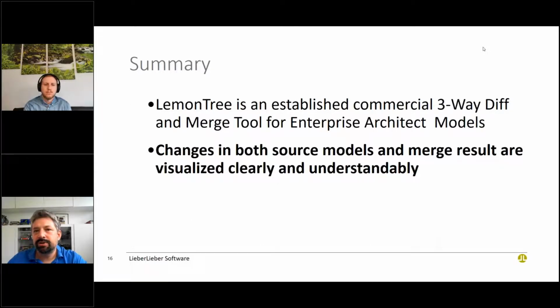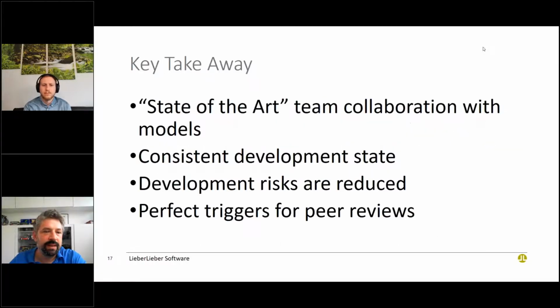LemonTree is an established commercial three-way diff and merge tool for Enterprise Architect models, and the changes in the source models and merge results can be visualized very clearly and in a way that is understandable for Enterprise Architect users.